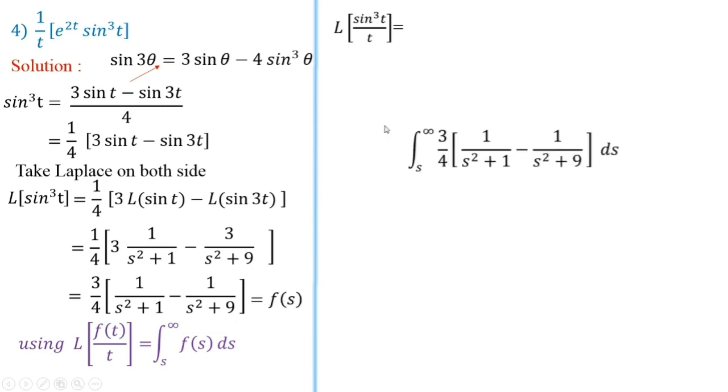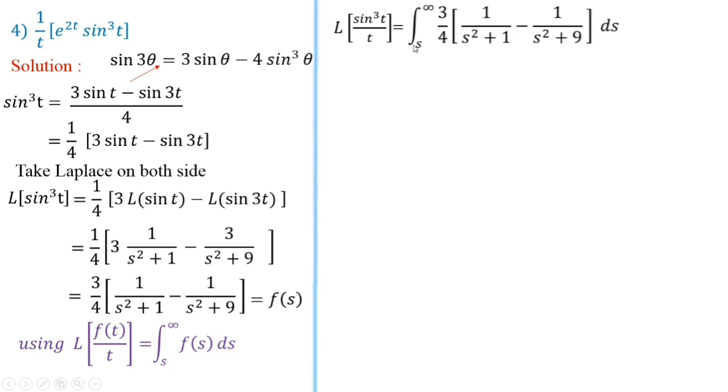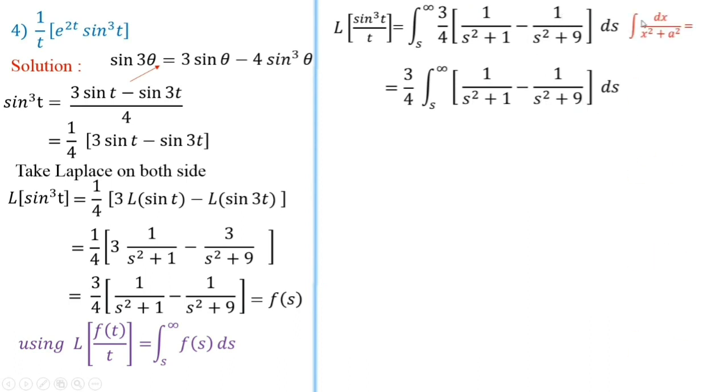Now, by using this formula, we get Laplace of sine cube t upon t is equal to integration from s to infinity, and f of s is this one, 3 by 4 into 1 upon s square plus 1 minus 1 upon s square plus 9 into ds. Now 3 by 4 is a constant term, take it outside the integration, so this is equal to 3 by 4 into integration from s to infinity of 1 upon s square plus 1 minus 1 upon s square plus 9 into ds. By using the formula, integration of dx upon x square plus a square is equal to 1 upon a into tan inverse of x upon a. Here the value of a is 1 and here the value of a is 3.